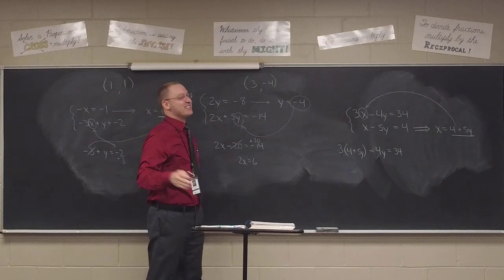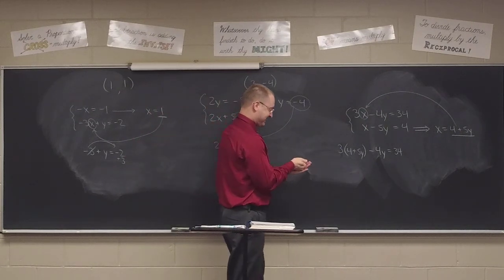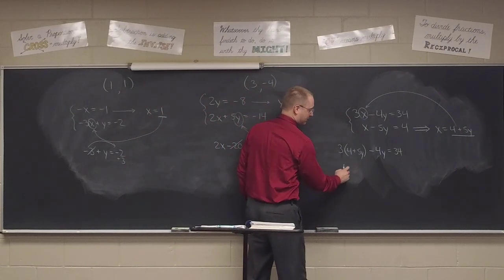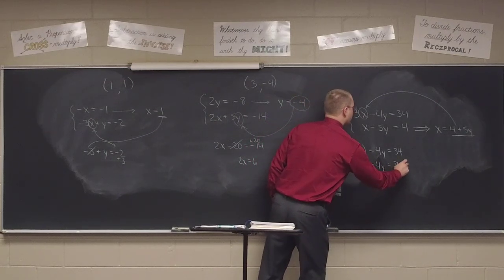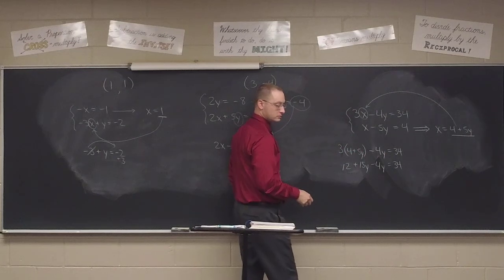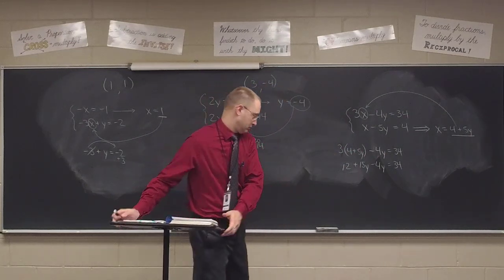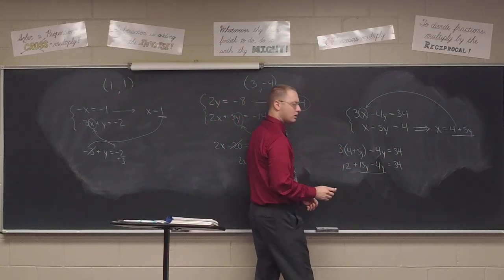Anyway, what do we do now, Brecken? Okay. 12 plus 15y, -4y, 34. Continue. 15y, -4y, 11y.